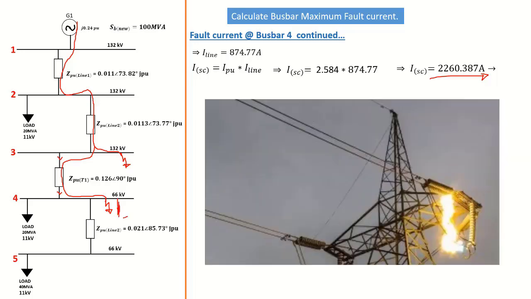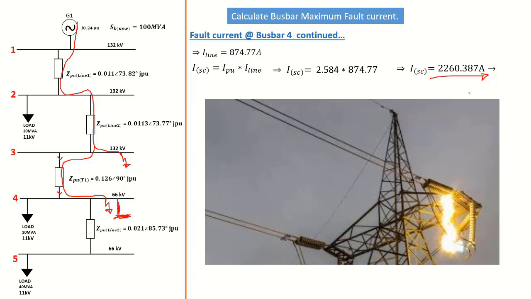So if something has to happen here, or someone drinks a lot of red wine and comes and touches this busbar at the substation, he is going to be electrocuted with 2200 amps flowing from his hand through his heart down to earth with a potential of 66 kilovolts. You don't want to know what will happen to that person.